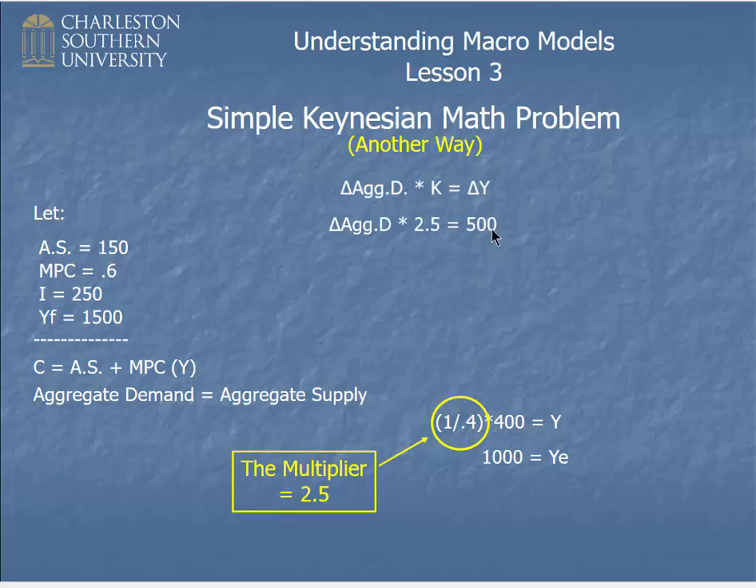So the change in income we need is 500. The multiplier we already worked out was 2.5. So the change in aggregate demand times 2.5 equals 500. The change in aggregate demand is 200. If you go back about 5 or 6 slides, you'll see that that's right. The change in aggregate demand was 200. This is just another way of doing it, and the way we started was we just started with the equilibrium condition, aggregate demand equals aggregate supply.